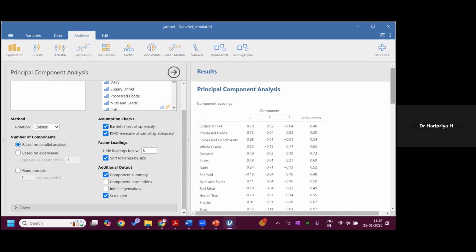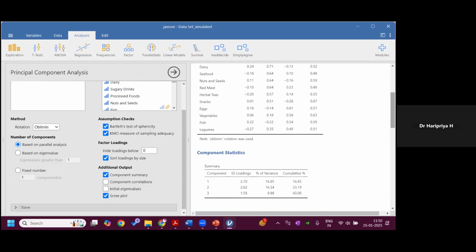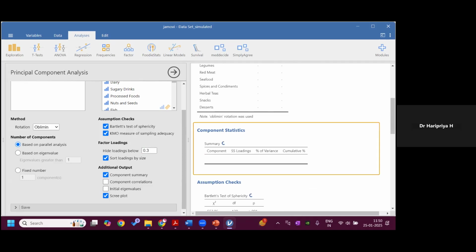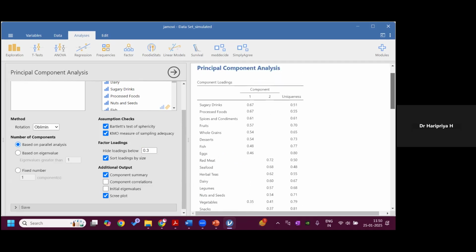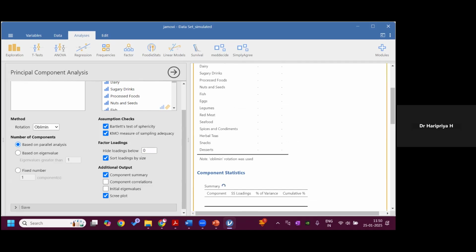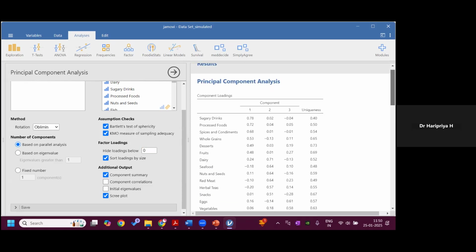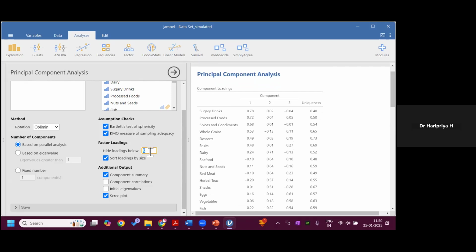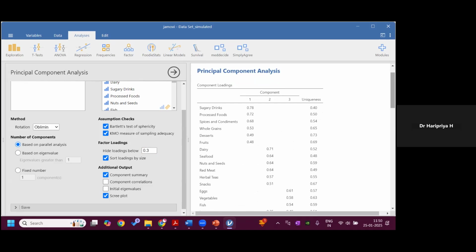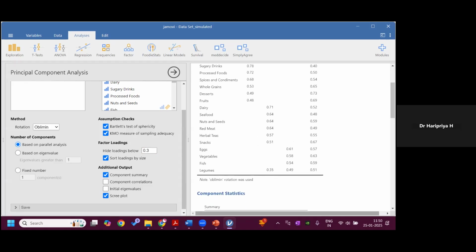Ma'am, I have one doubt. Yes, Haripriya. Ma'am, we had loaded it for a factor loading of 0.3. Initially, we saw that the item legume was loaded in factor number 2 as well as 3. Initially you had put 0.3, right? Legume was loaded in factor number 2 as well as 3.